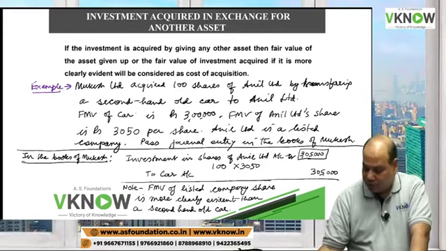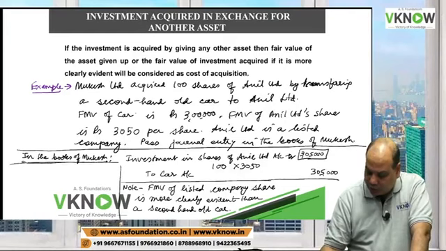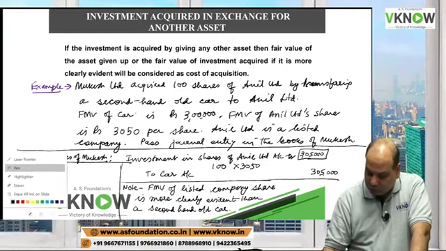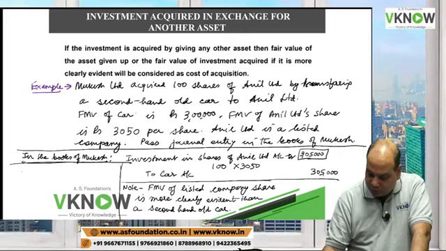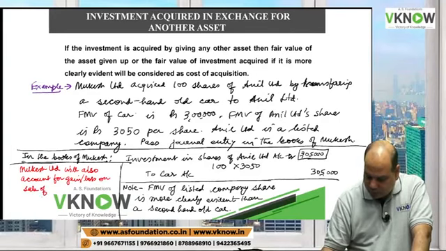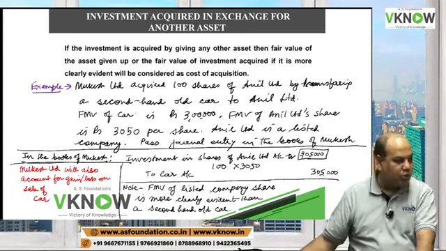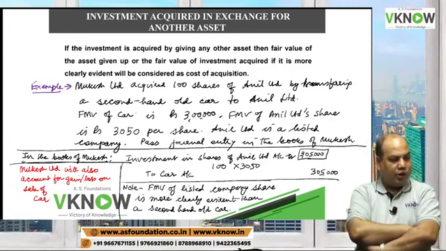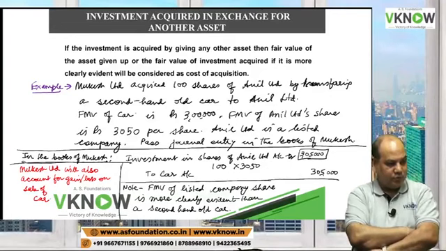One more line, write down below. I am writing on the left side: Mukesh Limited will also account for the gain or loss on sale of car.